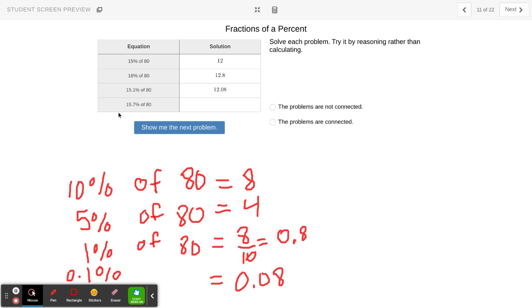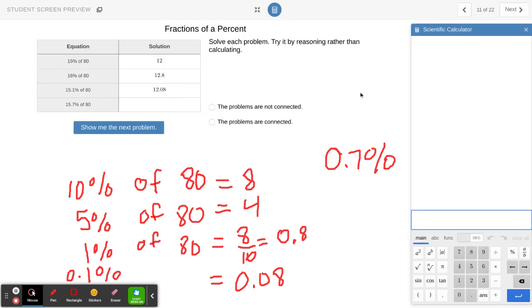Okay. And then finally we have 15 and 7 hundredths of a percent. So now, okay, where does that leave us? Well, we know what 15% is. We know what 0.1% is. So if I wanted to do this mentally, I know that 0.7% is going to be 7 of these 8 hundredths, right? So I just have to do 8 hundredths 7 times. All right. So you can do that on a calculator if you'd like, or you could do it in your head. We are supposed to be using reasoning, but I guess we still are just using a calculator.